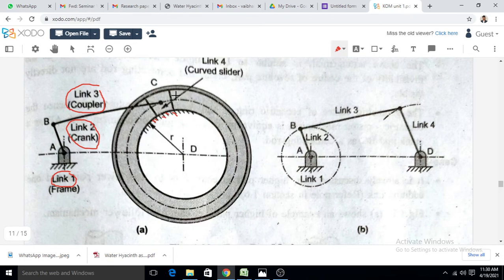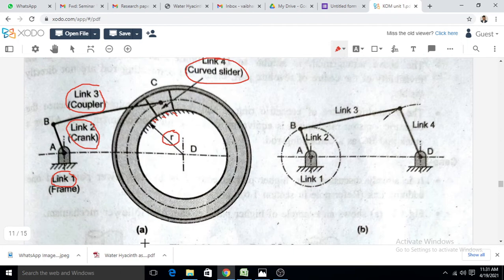In a slider crank we see that the slider is a flat slider, but here link 4 is a curved slider. So here four links are present. The curved slider forms a revolute pair here, because the pair variable is represented by angular movement. This slider has an angular movement, and this angular movement has a radius r.